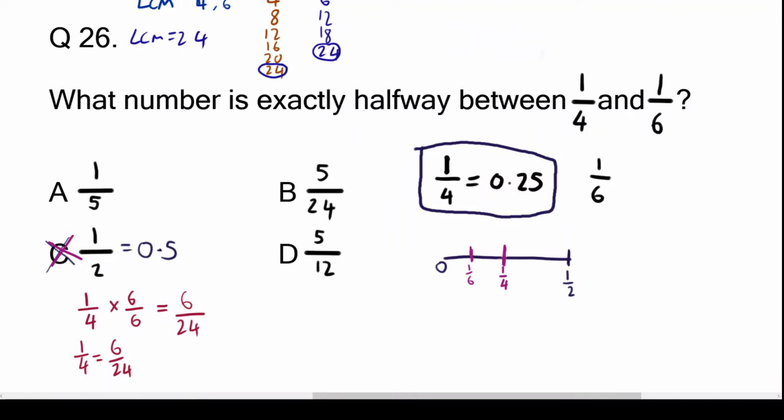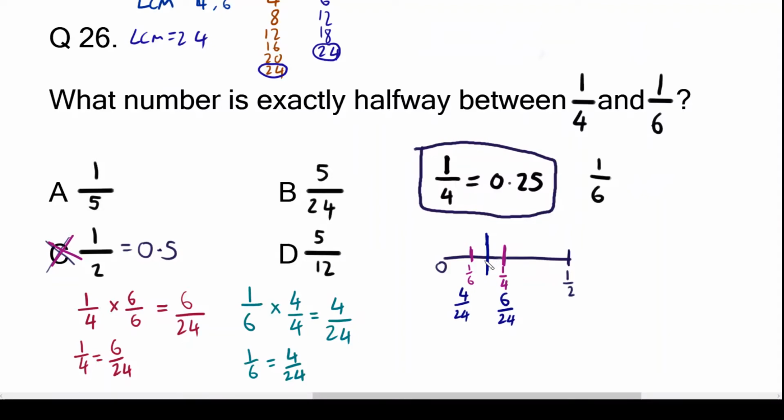And what about a sixth? So 1 over 6. We're going to times that by 4 over 4. 1 times 4 is 4, 6 times 4 is 24. So 1 over 6 equals 4 over 24. So now we know that a quarter is the same as 6 over 24, and a sixth is the same as 4 over 24. We can find this number between them much easier.